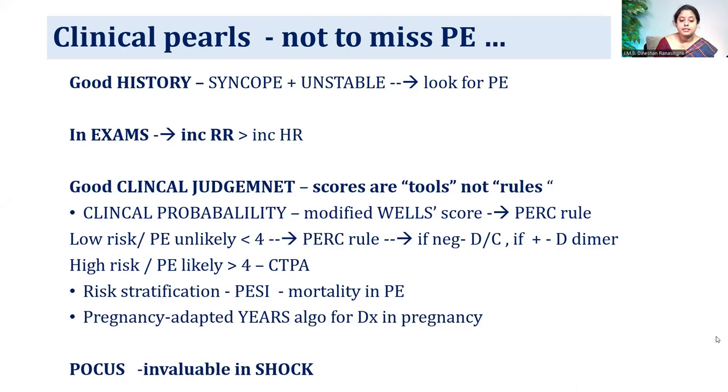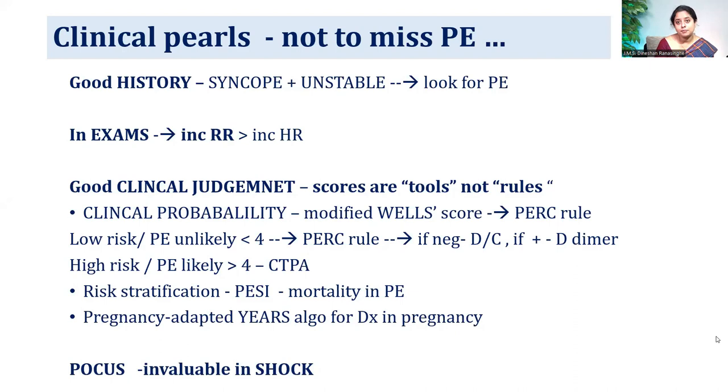But if patients have a high risk, or the score is more than 4, pulmonary embolism is highly likely, and then definitely you have to go for a CT scan or CTPA, but not the D-dimer. D-dimer is not an investigation to rule in pulmonary embolism, but to rule out pulmonary embolism, because a negative D-dimer is the most important thing. It's not the positive D-dimer.